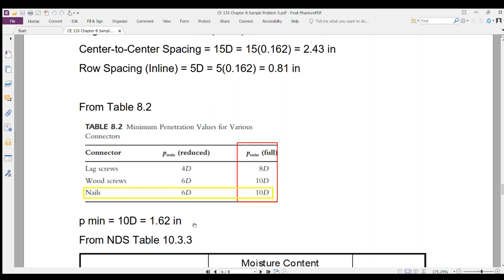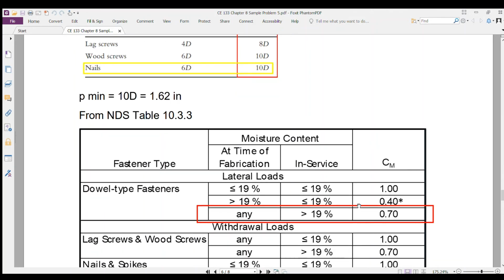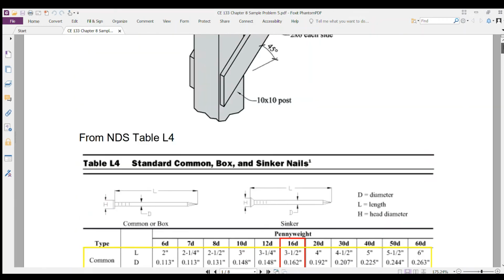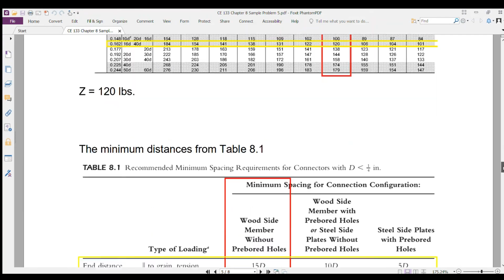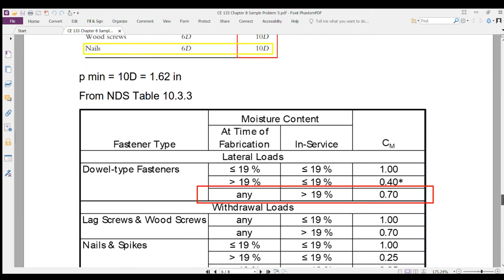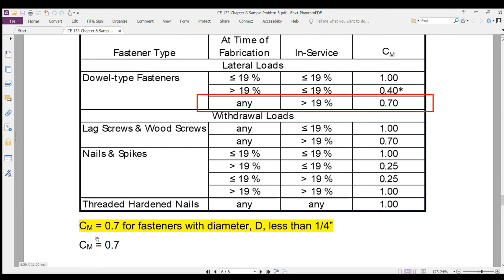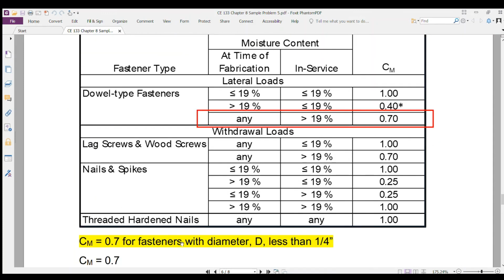Next, we need to determine the adjustment values. For C sub M, we have a value of 0.7, since based on the problem it is exposed to weather. And next is lateral loads. C sub M is also 0.7 for fasteners with diameter less than 1/4 inch. Thus we will use this value.